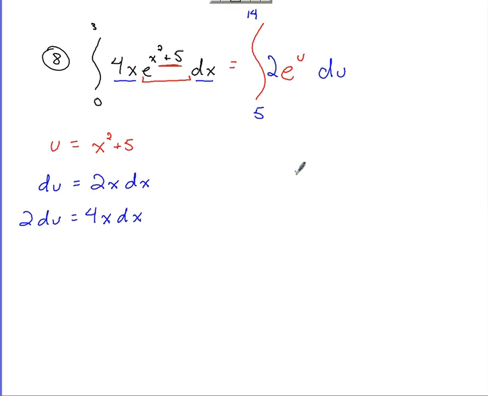At this point, if you take your antiderivative, 2 is just coming along for the ride. You're taking the antiderivative of e to the u, which is e to the u. Acknowledge the interval that you're working on. And insert for said interval.